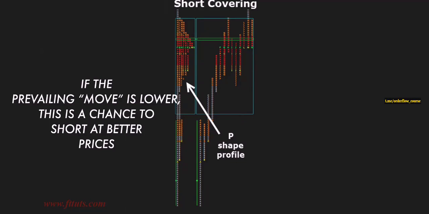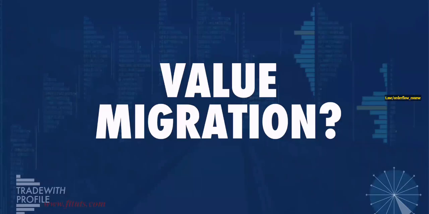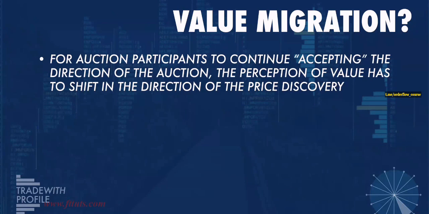Now, so that's imbalance in the profile. Let's also talk about value migration. So this is where, for auction participants to continue accepting the direction of the auction, the perception of value has to shift. And we talk about value as the most traded price. So that's going to have to change where that most traded price is as an acceptance. We talk about acceptance in module 3 of the price discovery.